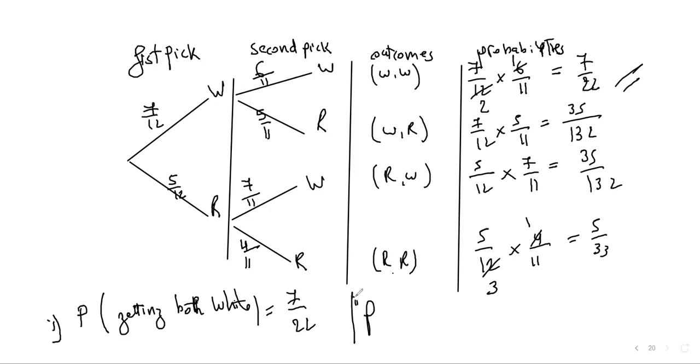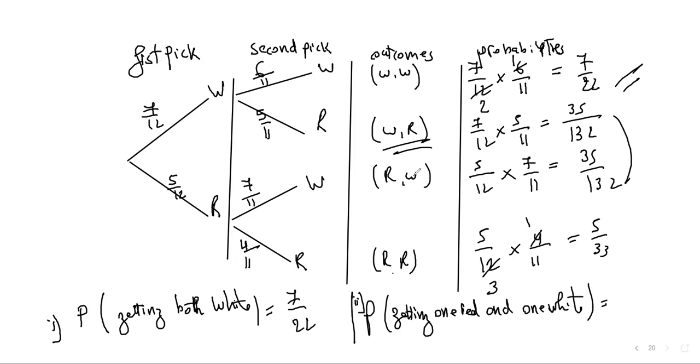For the second one, I need to get the probability of getting 1 white and 1 red. So exactly one white and exactly 1 red. Getting 1 red and 1 white, I have these 2 outcomes that verify this condition. So I just need to add these two together. So 35 over 132 plus 35 over 132.